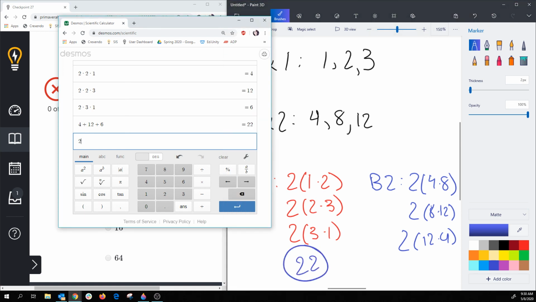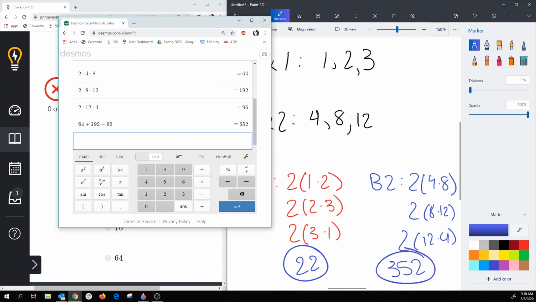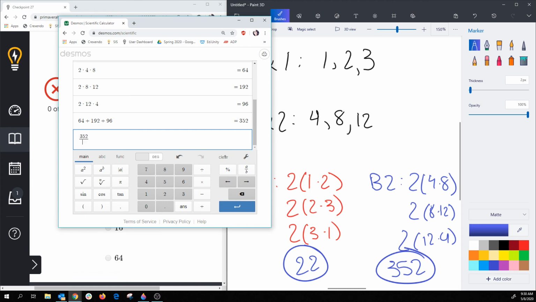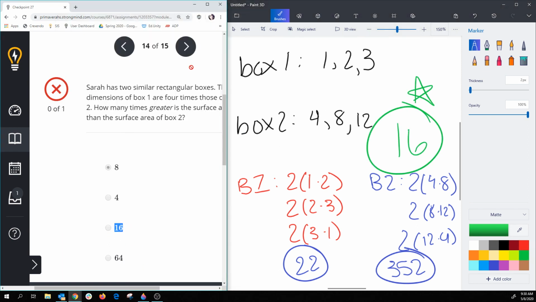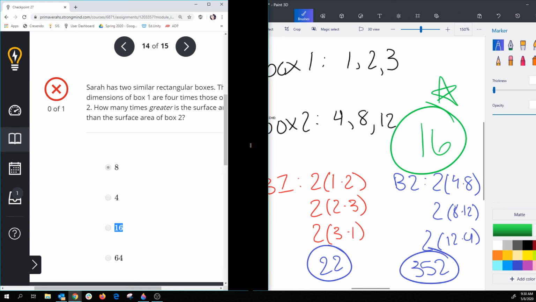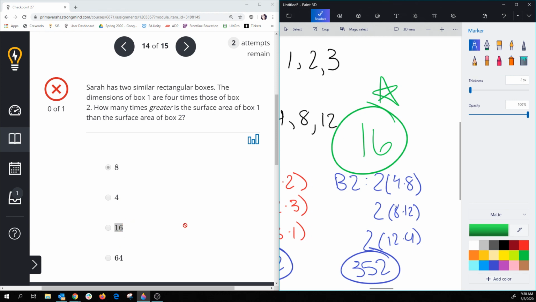And then I have 2 times 4 times 8, 2 times 8 times 12, and 2 times 12 times 4. So I have 64 plus 192 plus 96, which gives me 352. So to figure out how much bigger this one is, we need to divide them. So 352 divided by 22 gives me 16. So box 2 is 16 times bigger than box 1.